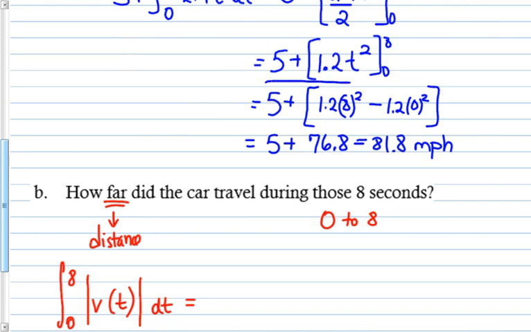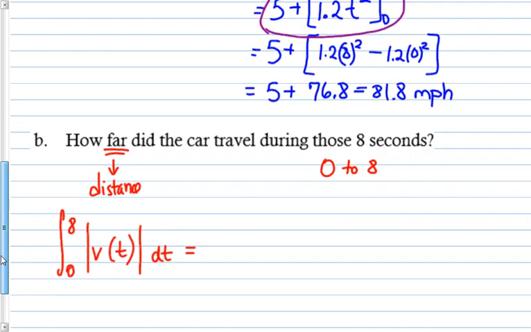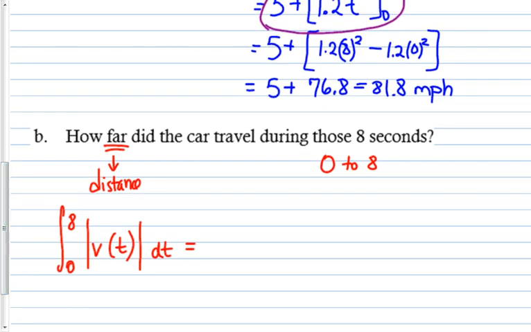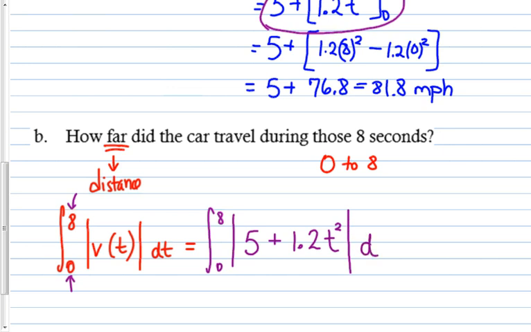This part right here. Let me do another color. This part right here, but without the limits. Now I can use that and not have to worry about C, because since I have limits, C goes away anyway. So I'm integrating from 0 to 8 the absolute value of 5 plus 1.2 t, squared, sorry. And that's what I would be integrating.